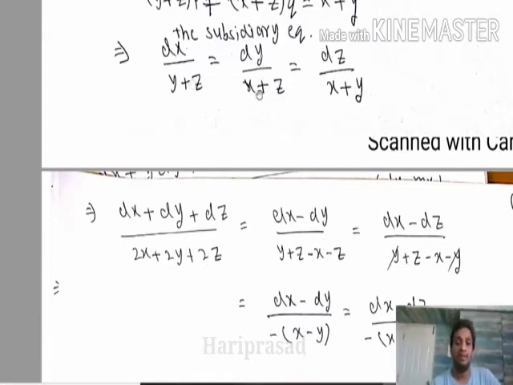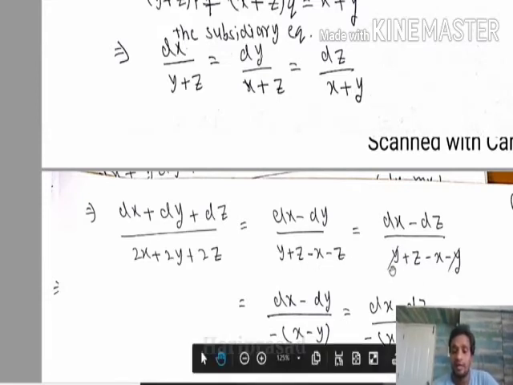So how do we solve this type of equation? Now what I am doing, I am adding all these numerators and denominators, that is dx plus dy plus dz over y plus z plus x plus z plus x plus y. It becomes 2x plus 2y plus 2z. And I am taking the subtraction of the first two terms, that is dx minus dy over y plus z minus x minus z, and the subtraction of the first and last one, dx minus dz over y plus z minus x minus y. So here the z term gets cancelled, the y term gets cancelled.